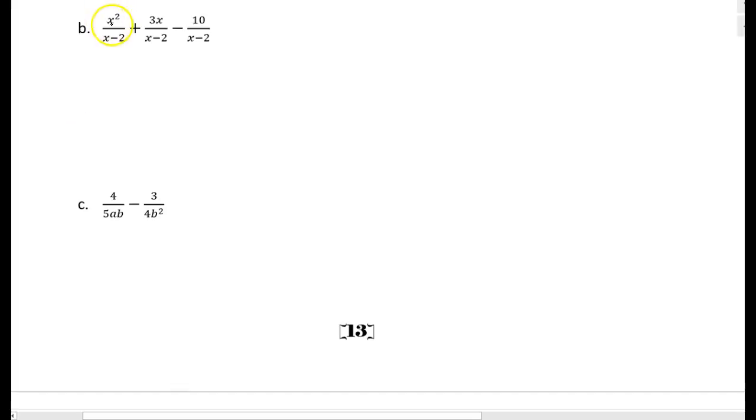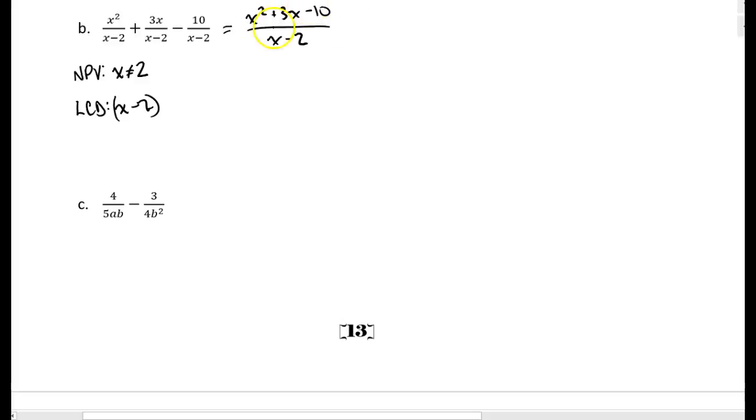Okay, example B. I check this is as factored as it gets. So I can state my non-permissible values as x cannot be positive 2. Again, feel free to figure that out algebraically. My lowest common denominator, luckily again, is going to be x minus 2, which means that none of these need to change. So I can go ahead and say, well, it's x squared plus 3x minus 10 all over x minus 2.